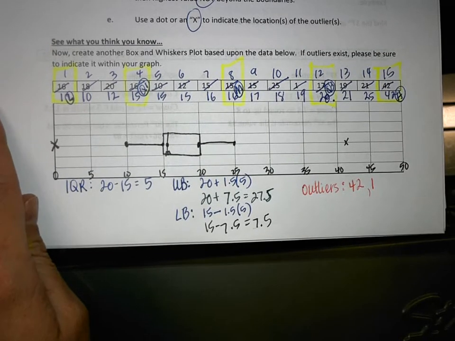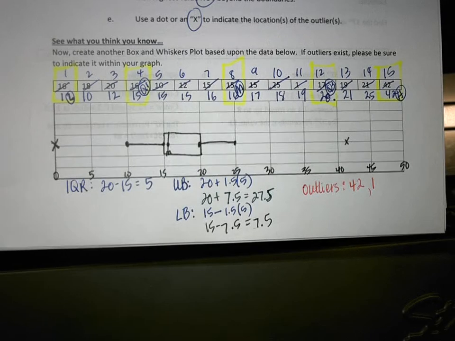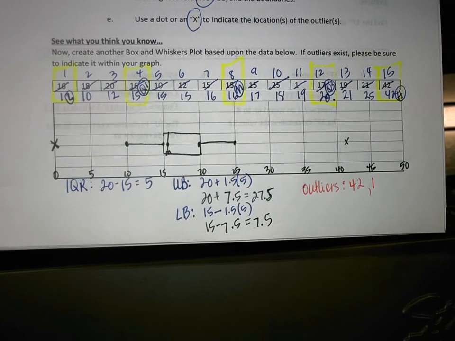But yeah, your graph, you could have labeled it by 10s or 2s or whatever you want to do, as long as it's labeled.